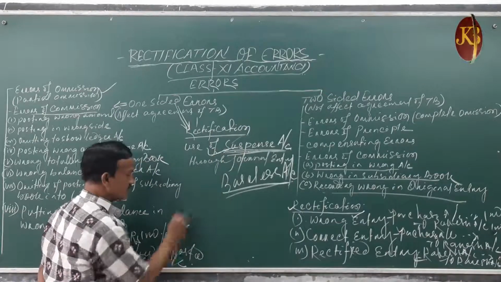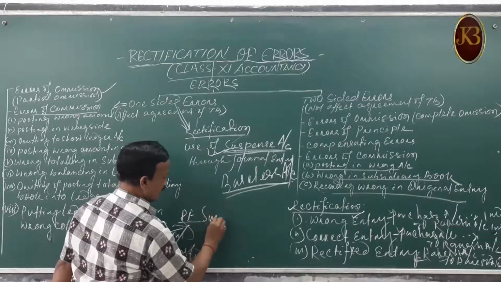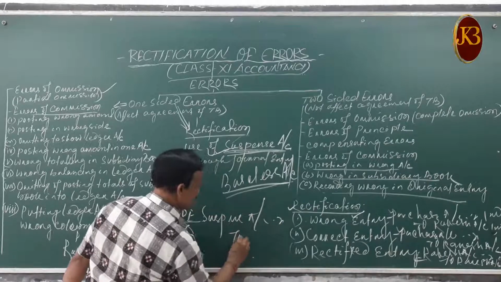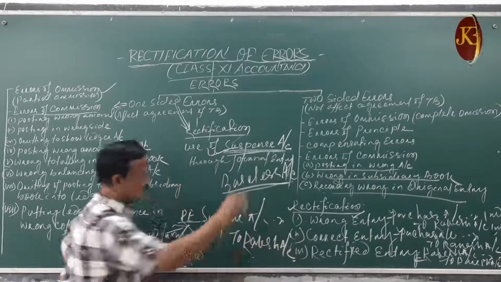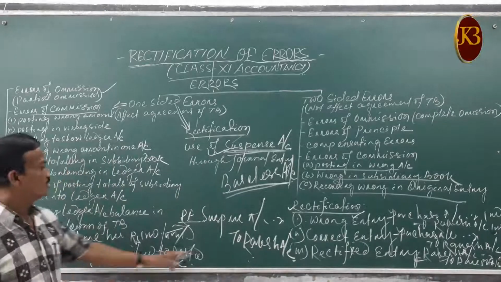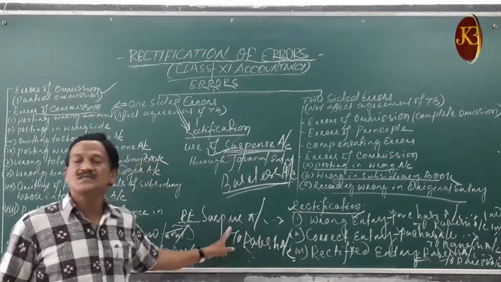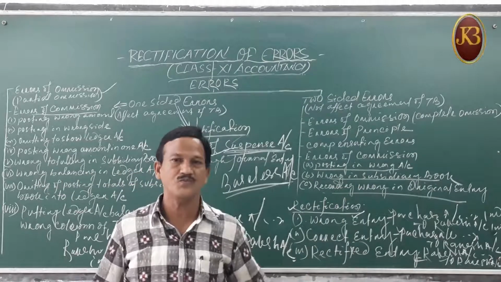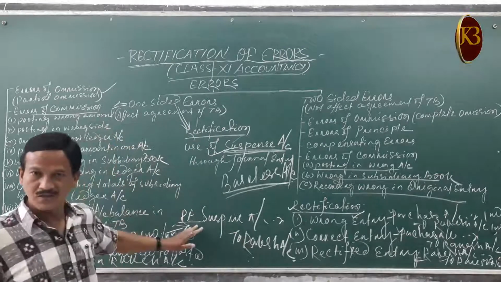So the rectifying entry is: suspense account debited to Rakesh account. That is the rectification. That means the Rakesh account, which has not been posted, should have been credited. So the suspense account is debited, and now the Rakesh account is credited by the suspense account, so it will be posted. So this is the rectification of one-sided errors.